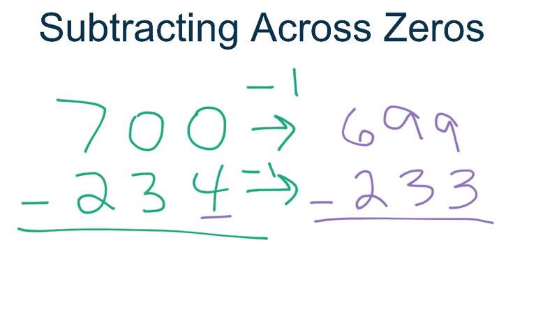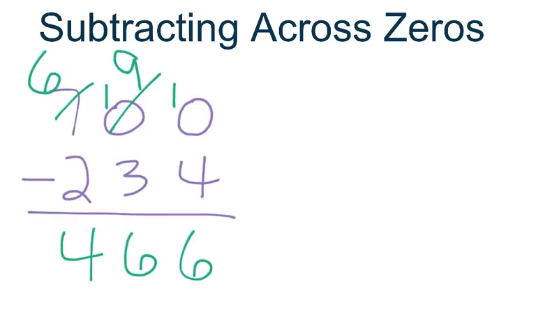So now you just have 9 minus 3, 6, 9 minus 3, 6, 6 minus 2, 4. Same answer that you had before, 466. 466 using the base 10 system.